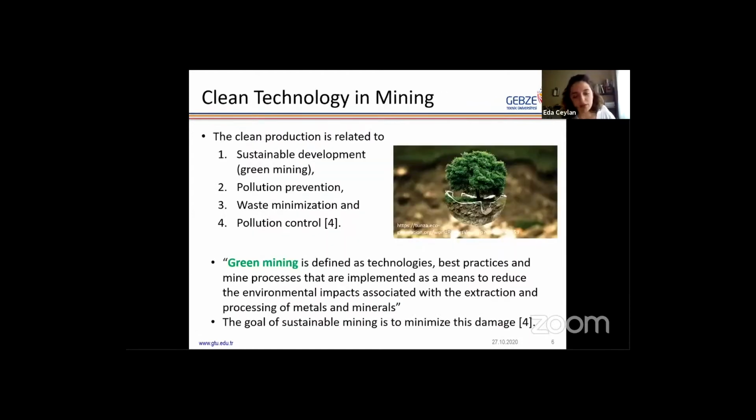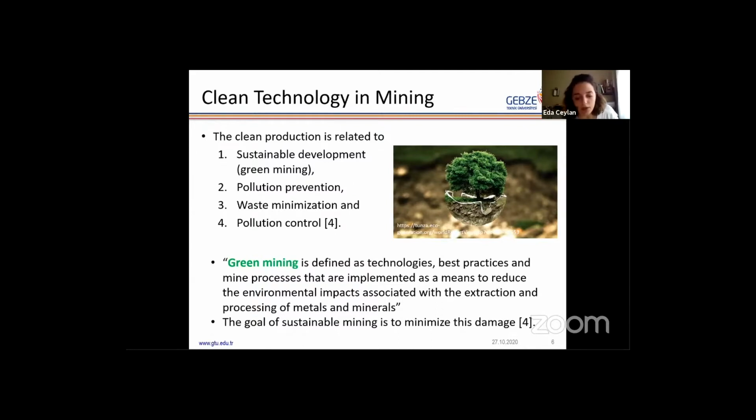Many mines are located too close to sensitive protected areas. This situation creates an environmental threat for sensitive areas. So it is necessary to prevent mining activities from damaging other natural resources. The goal of sustainable mining is to minimize this damage. In this respect, it's important to compensate or correct the damage caused to the region after the activities for sustainable mining.